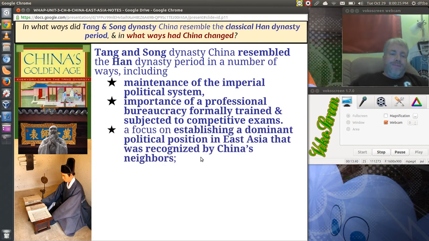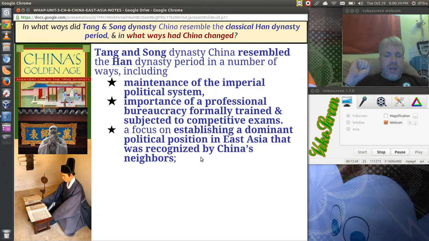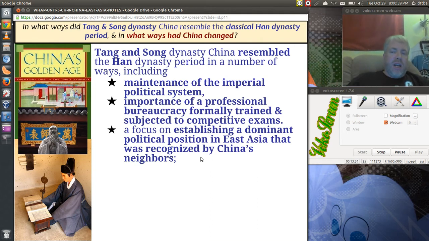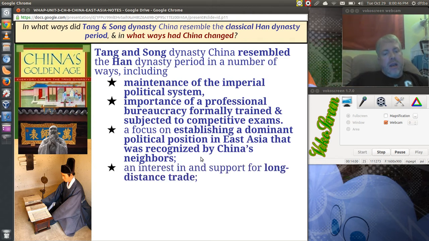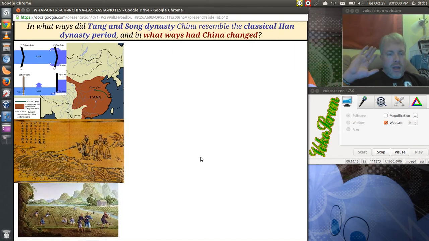It focused on the Tang and the Song dynasties establishing a dominant political position in East Asia that was recognized by China's neighbors, so that tribute system was important to these dynasties. It had an interest in supporting long-distance trade. And why would it want to do that? Well, there's a lot of money to be made. And the continued importance of the Confucian tradition in an elite society. All of those things held true. The Tang and Song dynasties resembled the classical Han period in those ways.